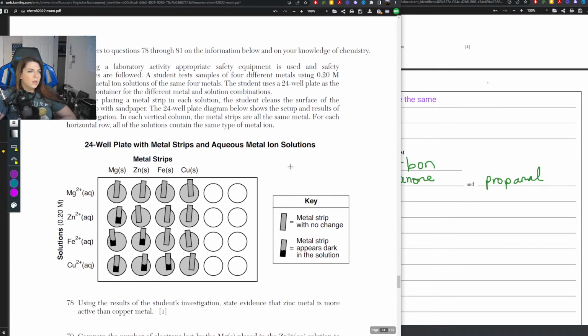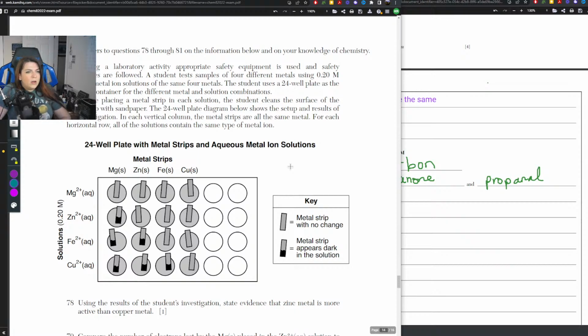During a lab activity, appropriate safety equipment is used and safety procedures are followed. A student tests samples of 4 different metals using 0.20 molar aqueous ion solutions of the same 4 metals. The student uses a 24 well plate as the reaction container for the different metal and solution combinations. Before placing a metal strip in each solution, a student cleans the surface of the metal strip with sandpaper to make sure there's no oxides on it.